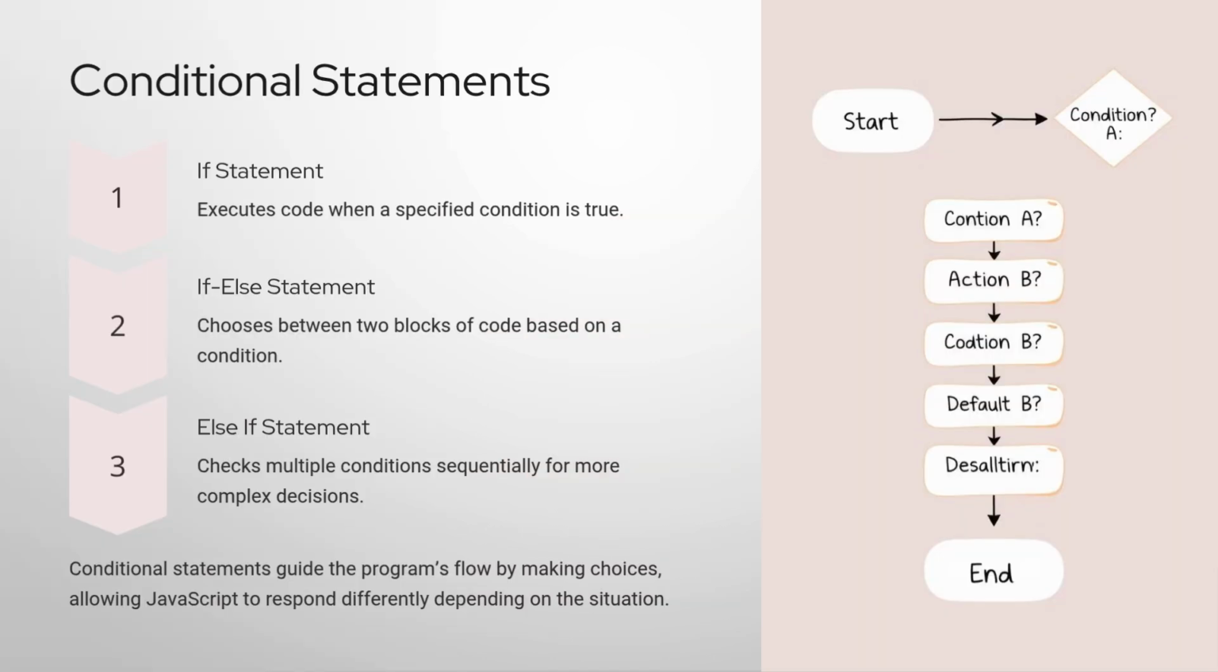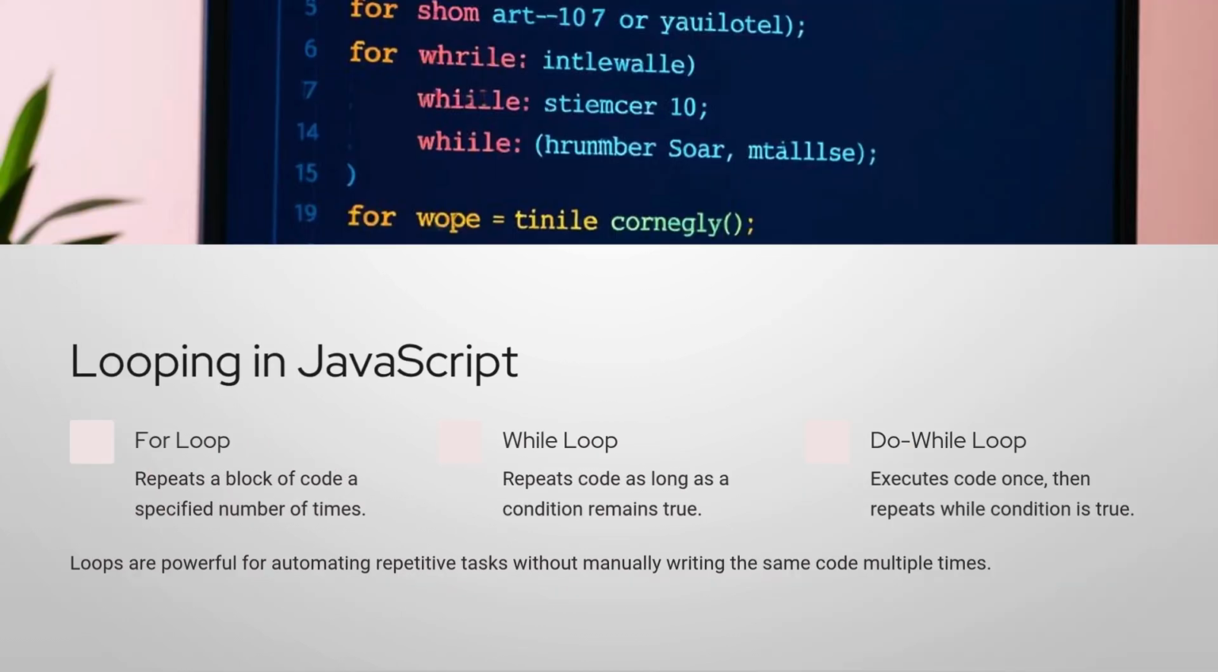and calculations. Conditional statements. An if statement executes code when a specified condition is true. An if else statement chooses between two blocks of code based on a condition. An else if statement checks multiple conditions sequentially for more complex decisions. Conditional statements guide the program's flow by making choices, allowing JavaScript to respond differently depending on the situation.